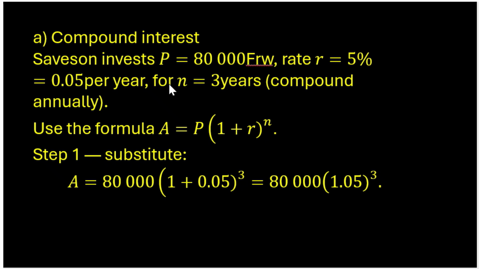Here we will be having two methods. One method is using the compound interest formula. A is the compound interest, which is equal to P, the principal, which is 8,000, times 1 plus R, where R is the rate, 0.05, and power n, the number of the time that is given. So we can substitute here and get the answer. Let me show you all the workings.